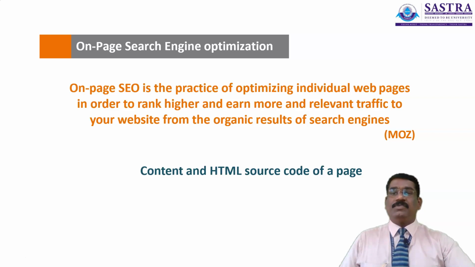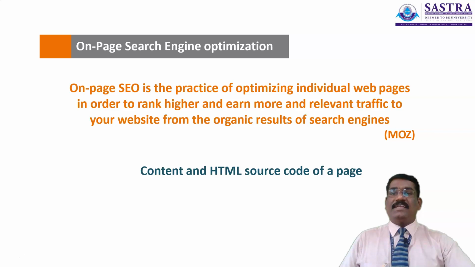First, on-page SEO. According to Moz, on-page SEO is the practice of optimizing individual web pages in order to rank higher and earn more and relevant traffic to your website from the organic results of search engines. Further, it refers to both the content and HTML source code of a web page that can be optimized. Let me simplify it. As the name suggests, it is on page. That means whatever we do with our web pages, so that Google thinks it will be relevant and a quality website to the visitors, will be part of on-page SEO.